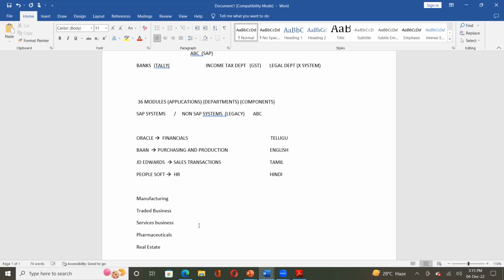Traded and non-traded sectors can use SAP. So that's the reason it is not restricted to one particular product. It can be handled with a number of products. Clear? Any questions?